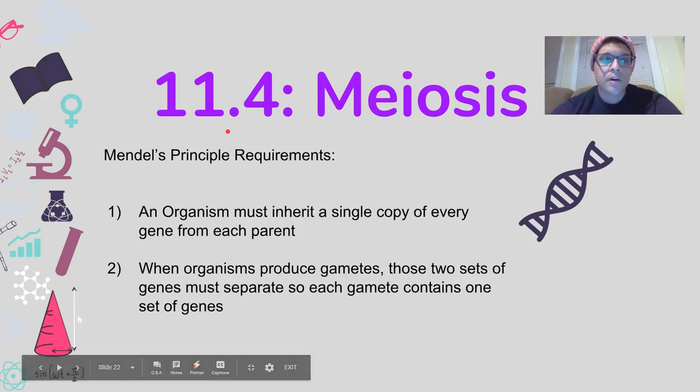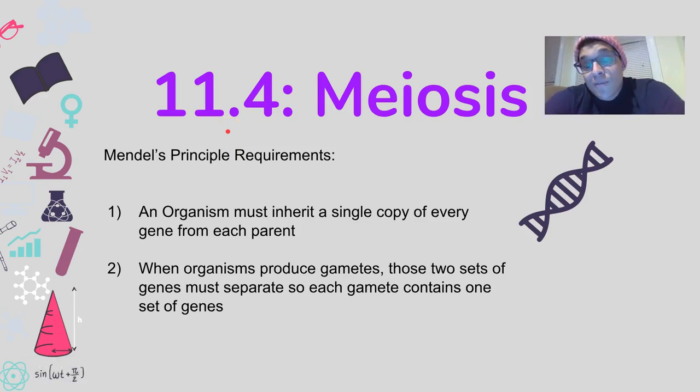Section 4 is all about meiosis. Some people call it meiosis, but it's tomato, tomato, however you want to go. So, for starting this, Mendel's principles that we went over require these two things: an organism must inherit a single copy of every gene from each parent, and when organisms produce gametes, those two sets of genes must separate. So each gamete contains one set of genes, and I'll go more into those requirements as we go on.